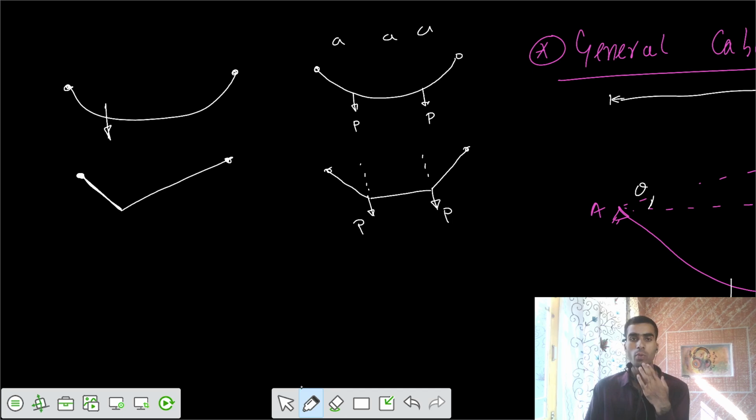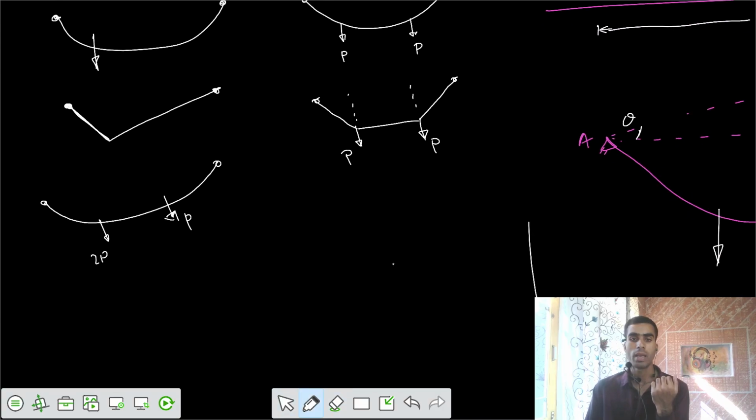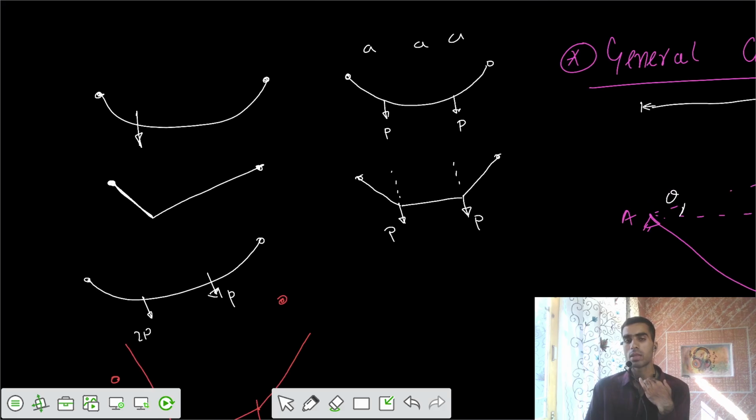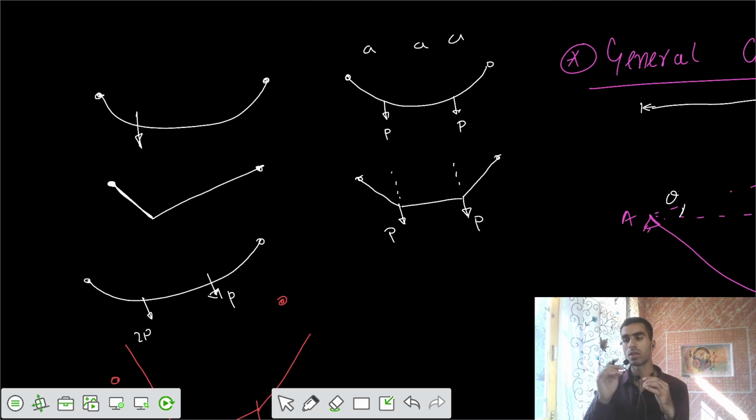Now, if I apply a load of 2P and P, a load of 2P here and a load of P here, the profile that gets formed for these cables would be in this fashion. It won't be symmetrical. It would have some delta here that's more as compared to this one, and after that some sort of configuration in this fashion. So your cable takes the shape of line segments for the point loads.